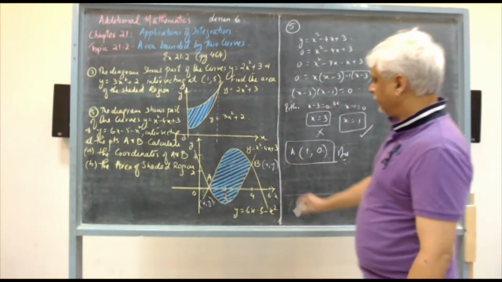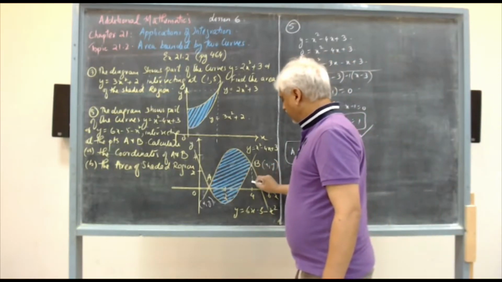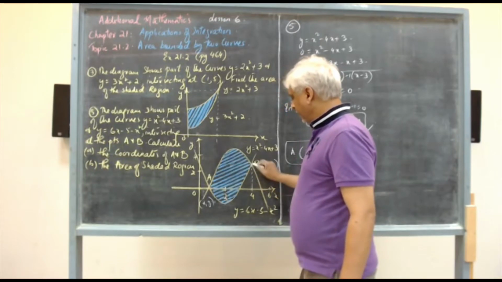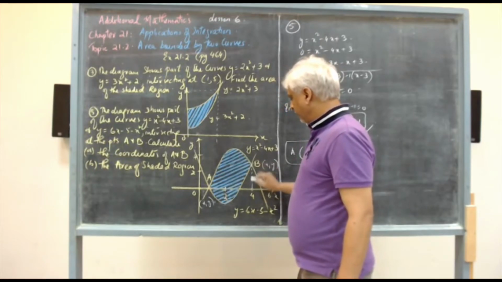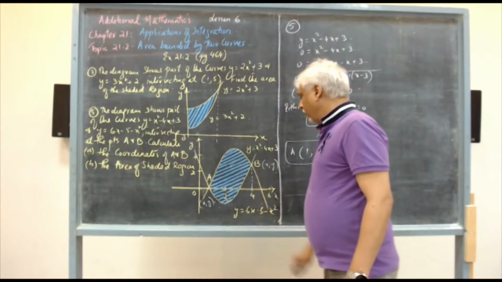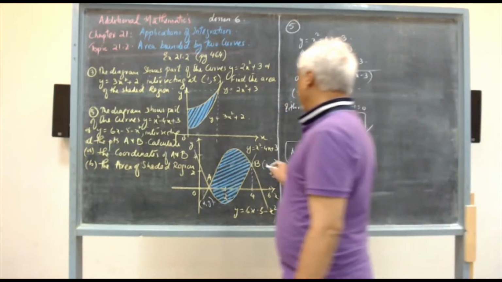Now, how about the coordinates at point B? We know that B over here lies at x coordinate 4. We need to know the y coordinate.